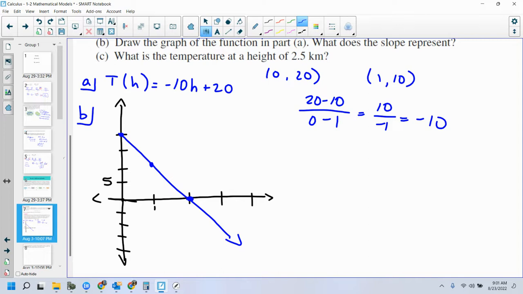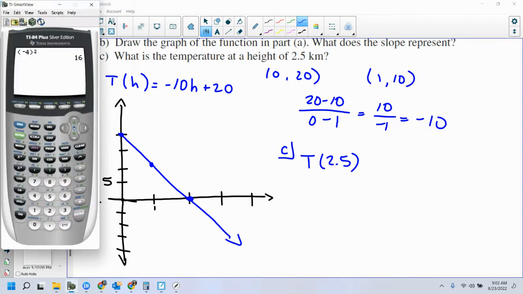Rate of change is a very important phrase that we will use a lot. And then we could say, what is the temperature at a height of 2.5? We could guesstimate it using the graph, but why would we? We have a function. Let's find T of 2.5. So we have negative 10 times 2.5 plus 20, which is negative 5.